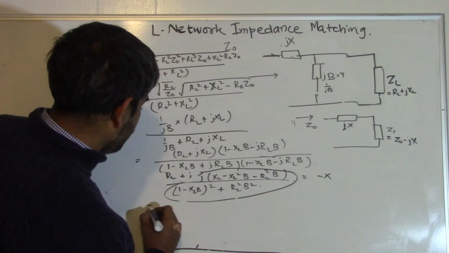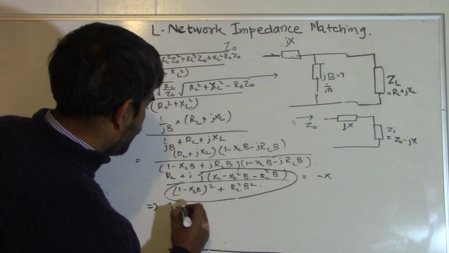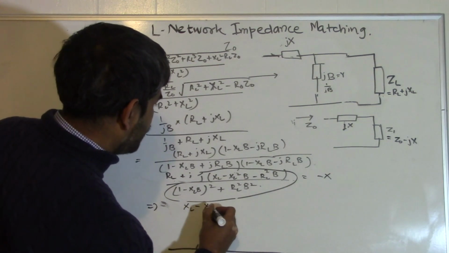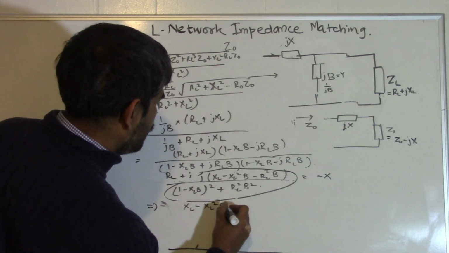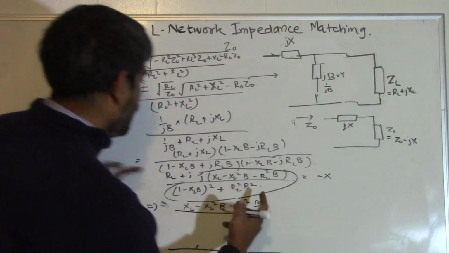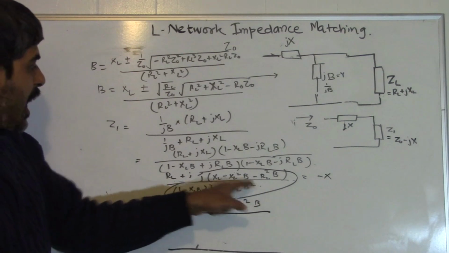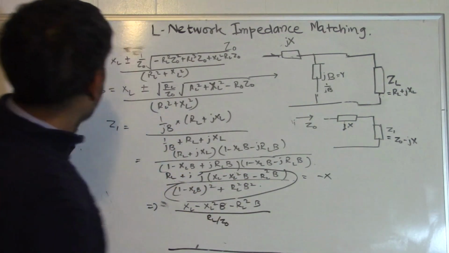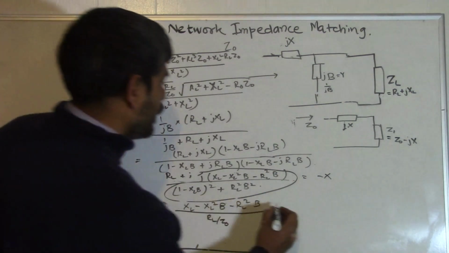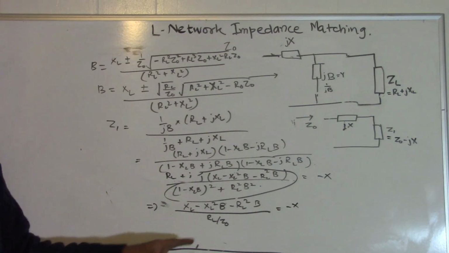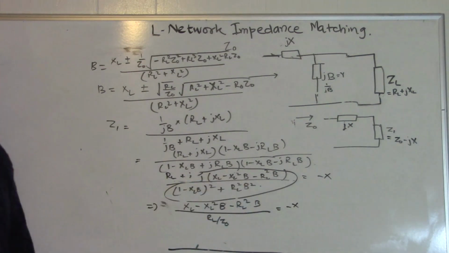So the condition becomes J times of XL minus XL square into B minus RL square into B divided by, this whole term can be written as RL divided by Z0, from the above condition here. That will be equal to minus X. And from here we can simplify and substitute the value of B here.